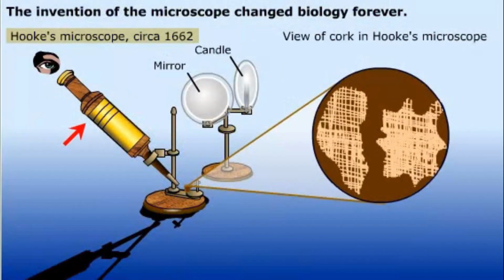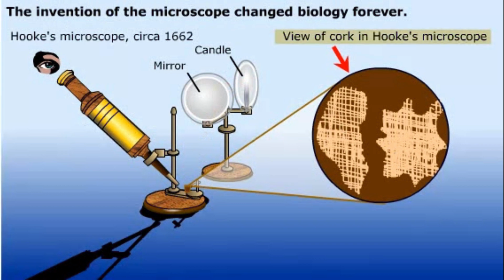Robert Hooke, a British scientist and inventor, coined the term cell. Hooke's contribution to biology was the primitive microscope he built in 1662. He used a mirror to reflect candlelight onto an object. The image of the object traveled through lenses inside a metal tube, revealing a magnified image of the object when viewed through the end of the tube.